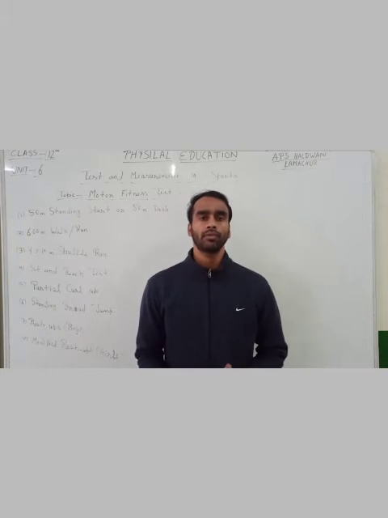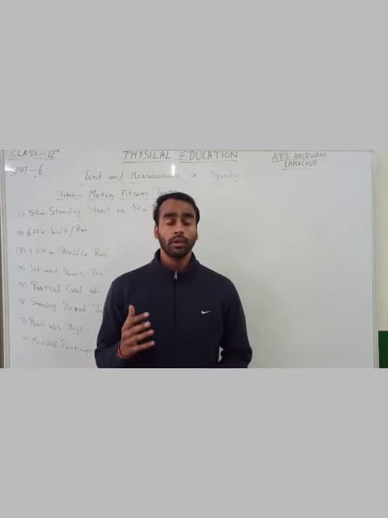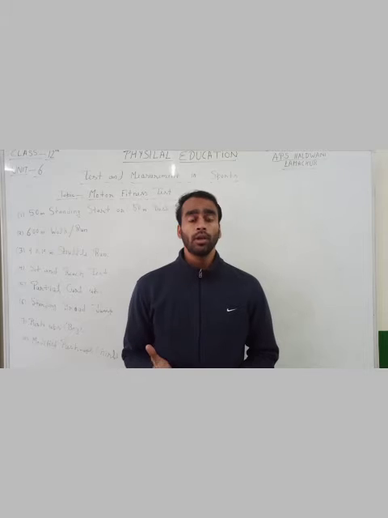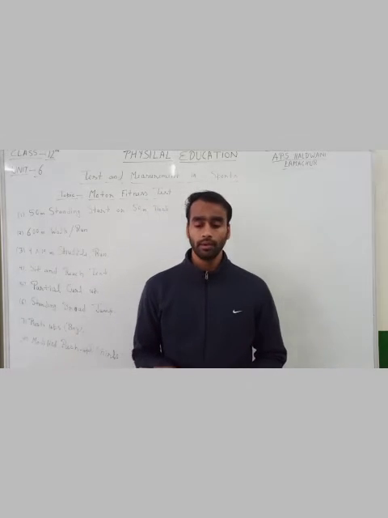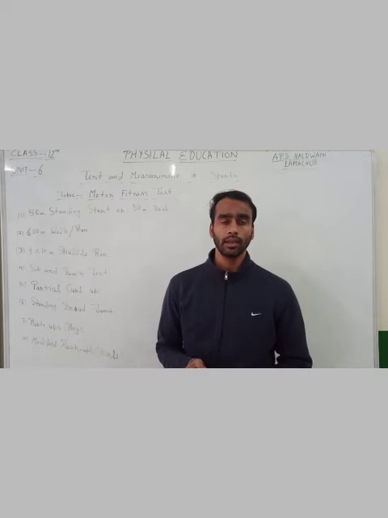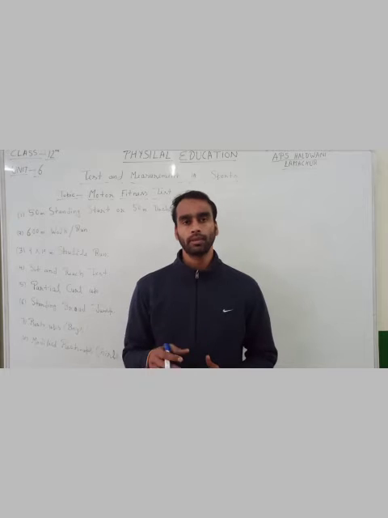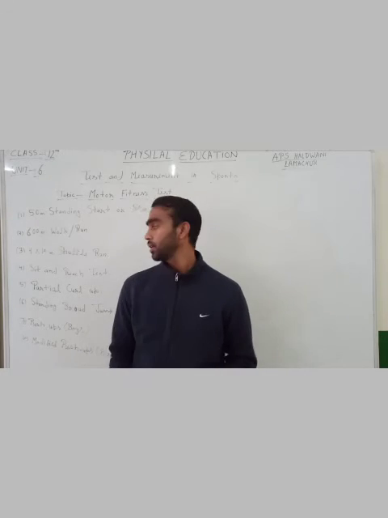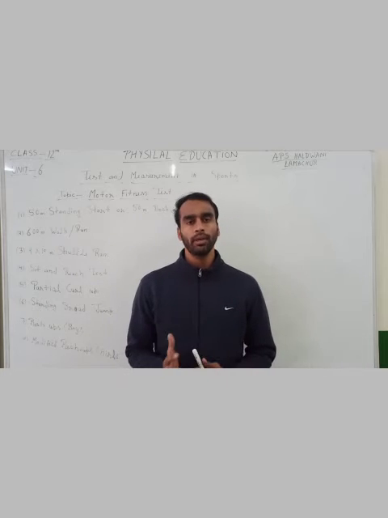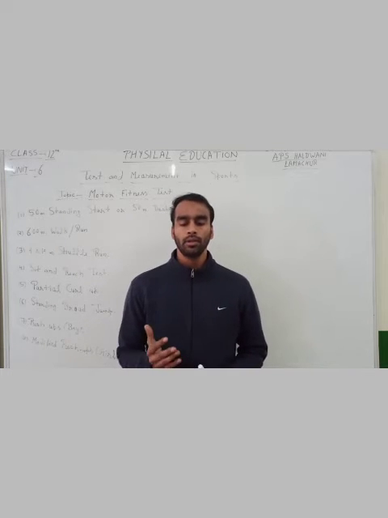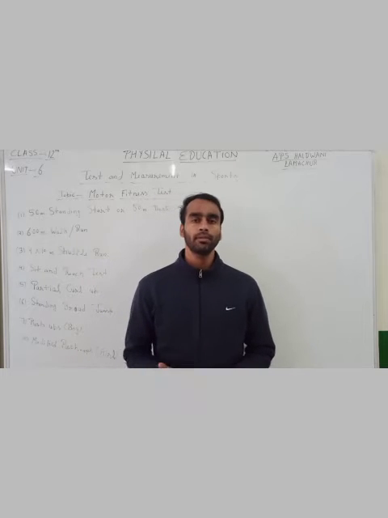Number 4 test is the sit and reach test. In this test we measure your flexibility, in the region of your lower back and hamstring muscles. These are the muscles and joints where we measure flexibility. Next is the lateral curl up. In this test we measure the endurance and strength of your abdominal muscles.